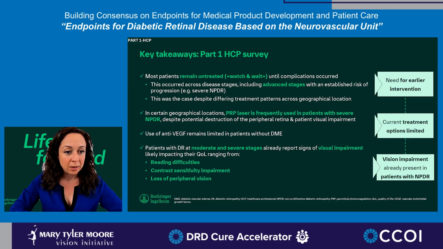In addition to that, I want to wrap this first section up with the healthcare professional survey. And the key message are really that watch and wait remains the standard of care for this patient population, even in more advanced stages of the disease when there is no complication. There are very limited treatment options today for these patients. Sometimes laser is used, but anti-VEGF is used in a very limited number of cases when there is no edema. And then, interestingly, patients, even already at moderate and severe stages, do report already some visual impairments, which is going to be further documented by the protocol AR. We are really looking forward to this work.